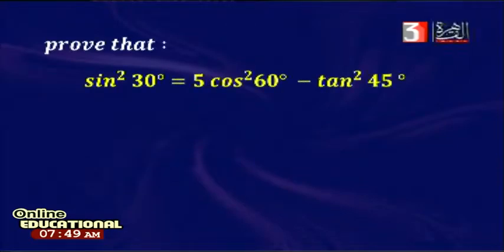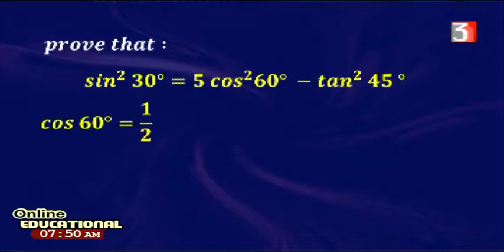Now we are going to have another example. Prove that sine squared 30 degrees equals 5 cosine squared 60 degrees minus tan squared 45 degrees. Here you have two sides. You are going to take each side separately, find its value, and make a comparison between the two answers. If they are the same, then you have proved the required. If not, try to solve it once more, as you have something wrong.